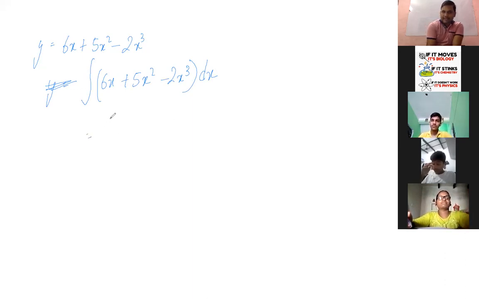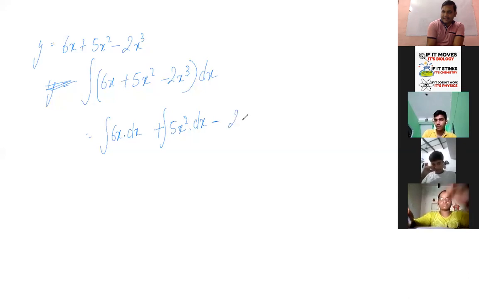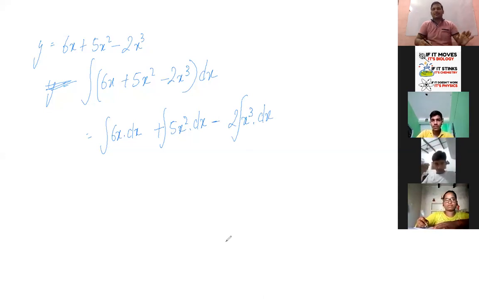It can be written as the integration of 6x dx, plus the integration of 5x squared dx, minus the integration of 2x cubed dx. Is it clear to all of you?